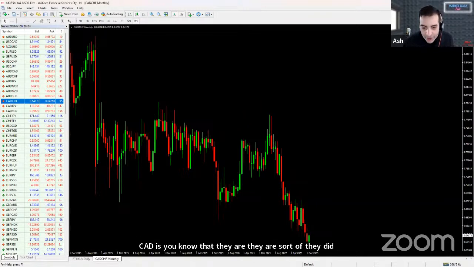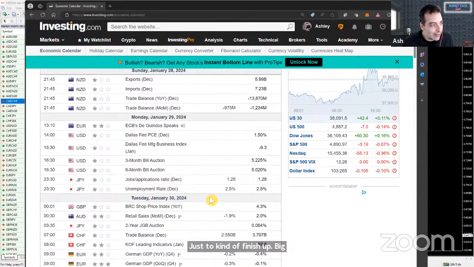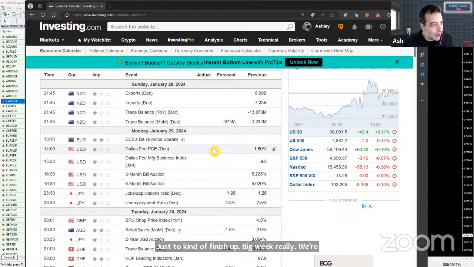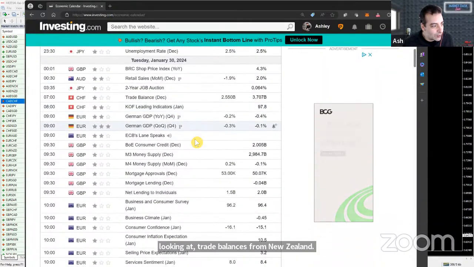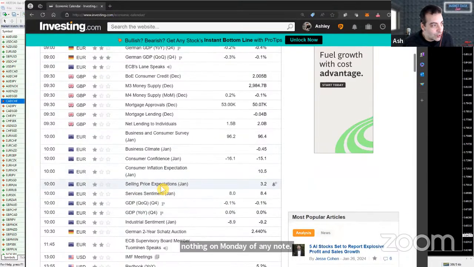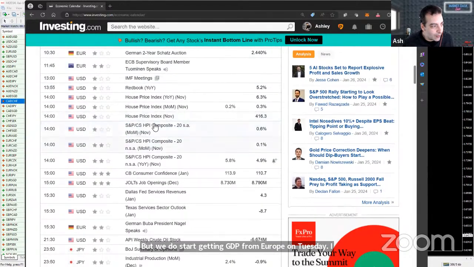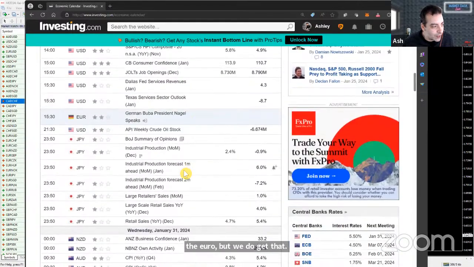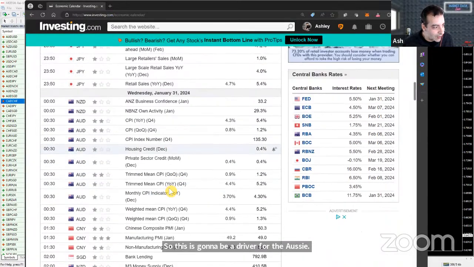If we look at drivers for the week, just to kind of finish up, big week really. We're looking at trade balances from New Zealand. That could be a bit of a driver for the Kiwi. Nothing on Monday of any note, but we do start getting GDP from Europe on Tuesday. I don't think that's going to be the ultimate driver for the euro, but we do get that. We get jobs data on Tuesday from the United States. CPI. So this is going to be a driver for the Aussie. So watch the Aussie have some volatility this week.